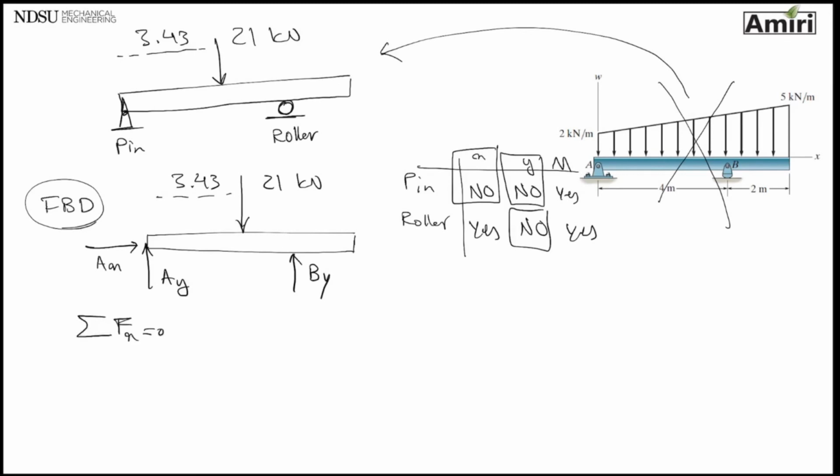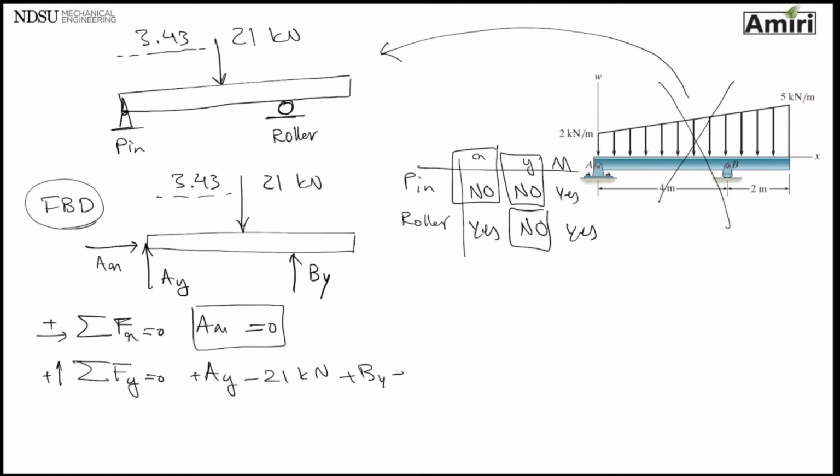Sigma forces in X direction being 0. I start from one side. The only force I have is AX. There's nothing else, so that means this force should be 0. But I still need to have it on my free body diagram. The other one, let's write sigma forces in Y direction being 0. I start from one side, plus AY, moving on, minus 21, plus BY equals 0. I can't do this. Two unknowns.